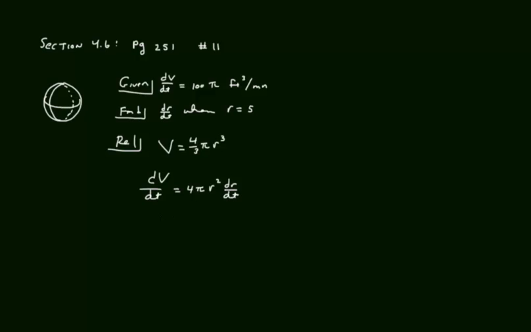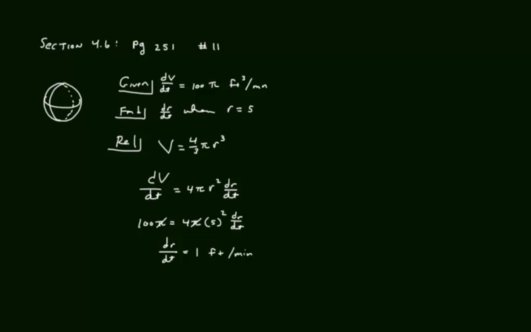And we're trying to find dr/dt, so this is going to be 100 pi at a snapshot in time. This is 4 pi, the radius is 5, and that's squared, times dr/dt, and then we just have to solve for dr/dt. dr/dt equals 100 pi over 4 pi times 25, the pi's cancel, 100 over 100, so 1, and that's going to be 1 foot per minute. That's part A of the problem.